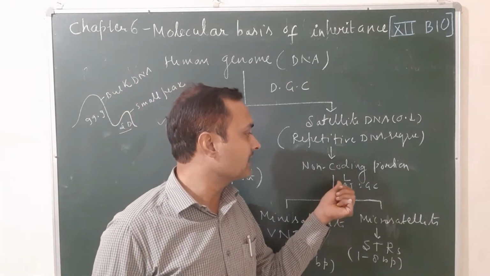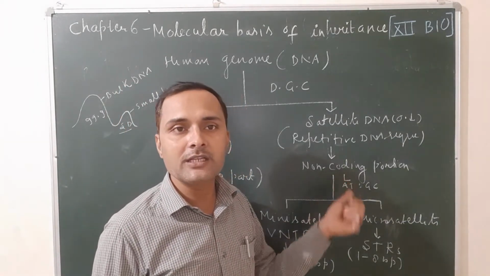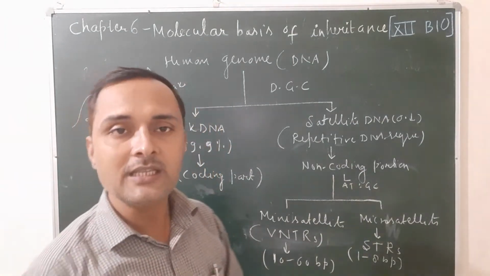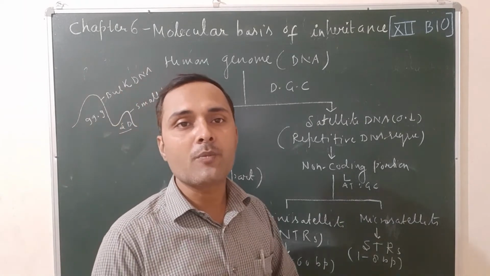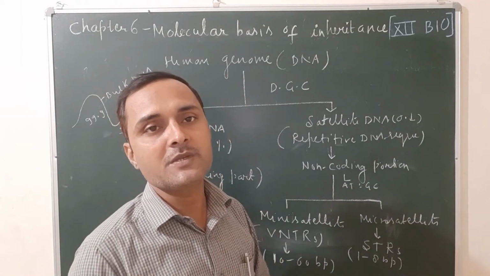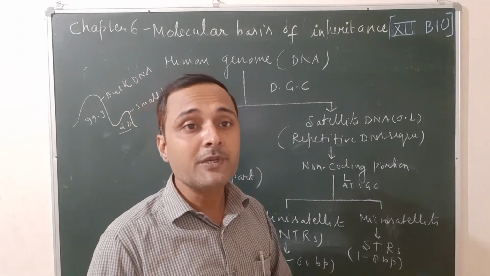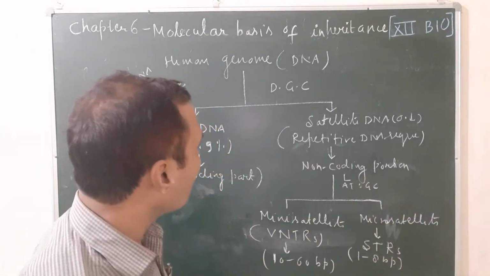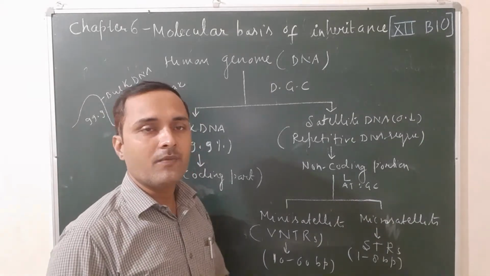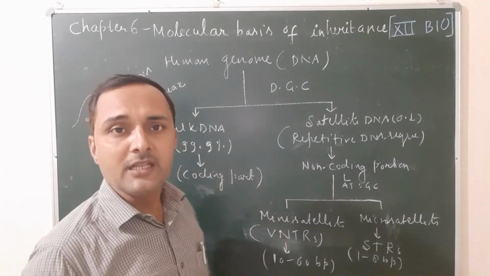The first criterion is length of the DNA. The second one is ATGC ratio, and the third one is copy number. How many times these repetitive sequences are repeated is known as copy number. So this is all about the basics of DNA fingerprinting.